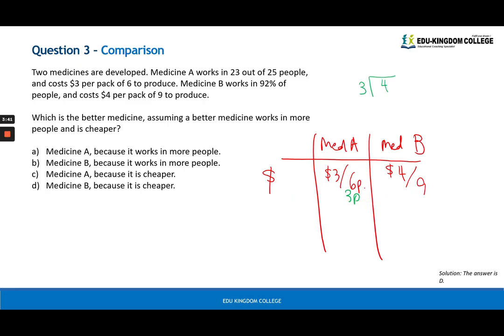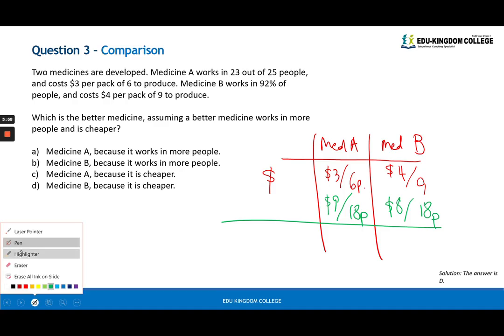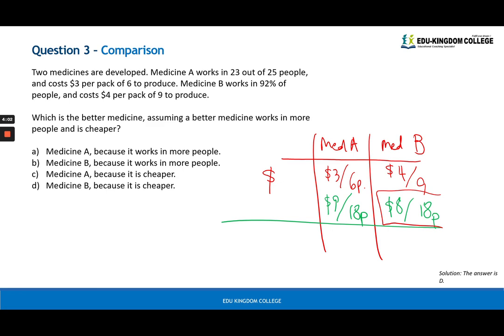Actually, it might be simpler to just times. Okay, we're going to do the other way. We're going to times. Make it a bit lower. So let's try to make it 18. Do you see how that's the common multiple? Times by 2, you get $8. Times by 3 here, you get $9. So straight away, you can see that medicine B is cheaper. Okay, that's why the answer is D.